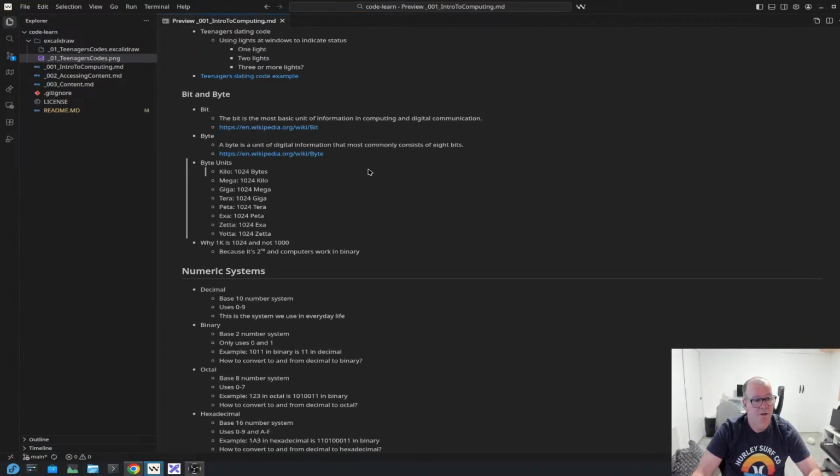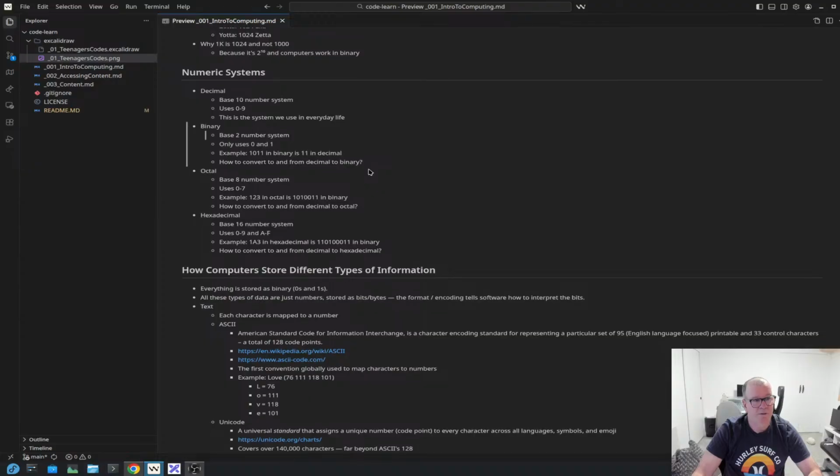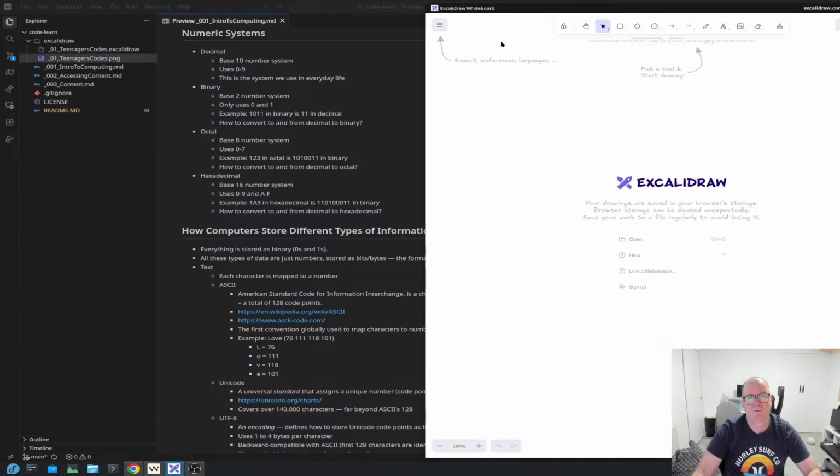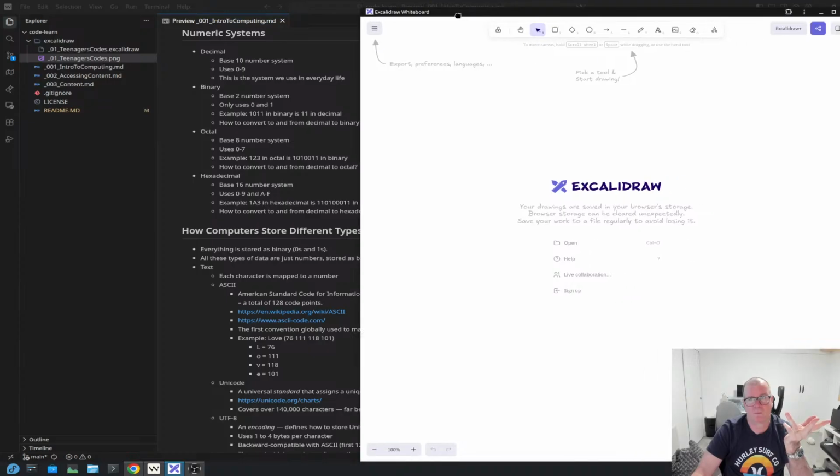So, in here, let me open this so we can try to do this. We are learning about the binary system. So, in general, every number is represented by zeros and ones. There is no extra digit.